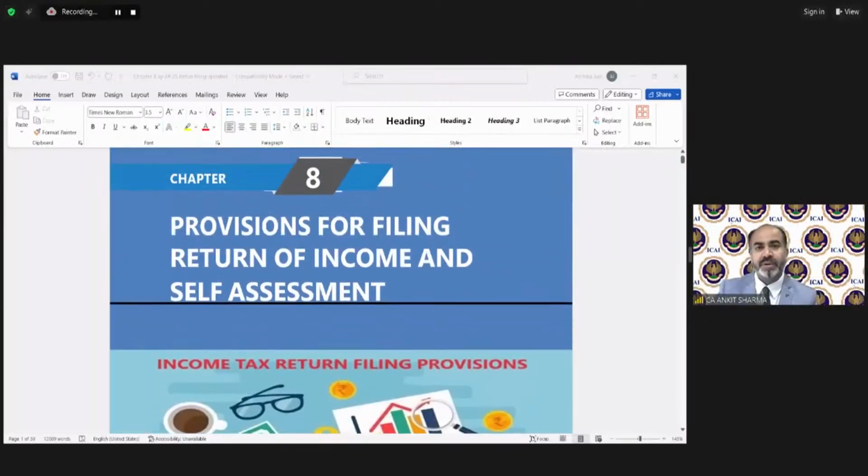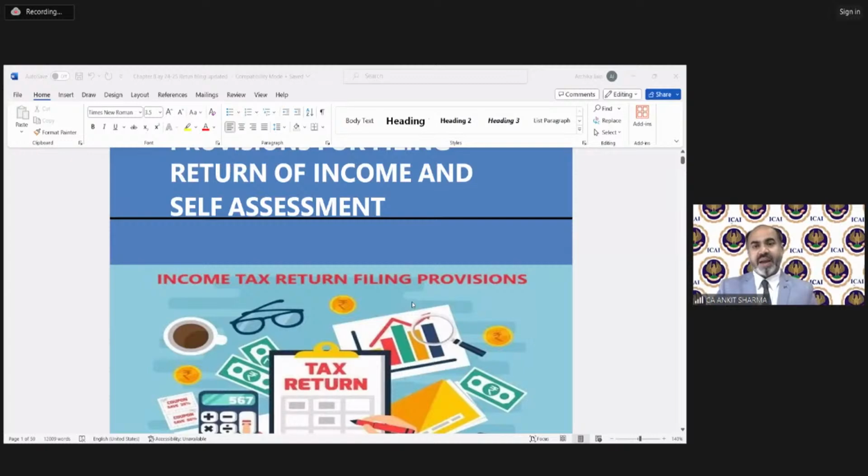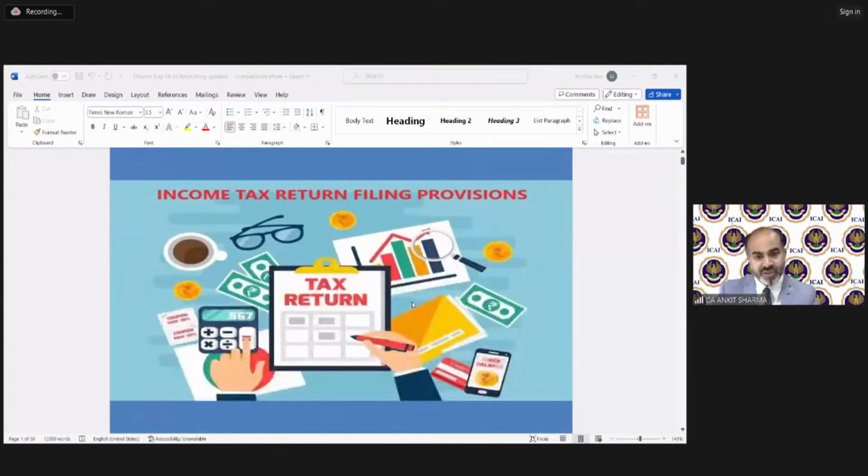Chapter 8 we will be discussing the provision to filing income tax return, regarding all concepts, all provisions, that how we need to file an ITR, when we can file an ITR, etc. So let's get started. I have already uploaded the notes. So this is chapter 8, provision for filing return of income and self-assessment. Okay. So income tax return filing provisions.